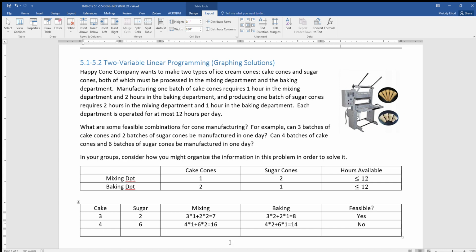We could try other combinations, right? We could say, well, what if we did 5 batches of cake cones and a single batch of sugar cones, right? So could we do it that way? Okay, well, let's look and see what happens. So 5 times 1 plus 1 times 2. Okay, well, that's 7 hours. That'll work. We've got 5 times 2 and 1 times 1. Okay, so that's 11 hours. So that's just under the wire. That also works, right? So that's no problem.